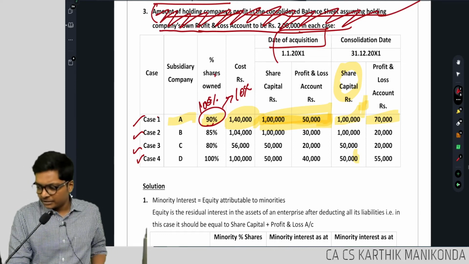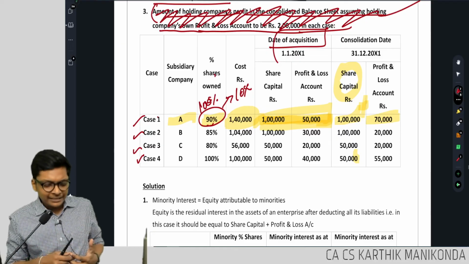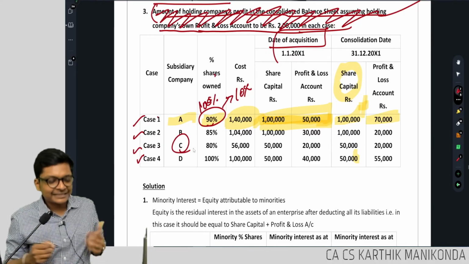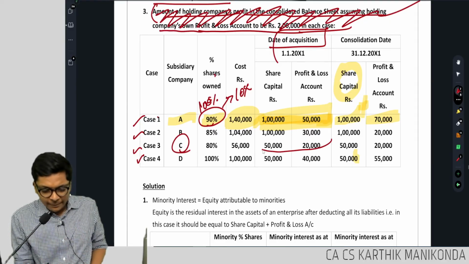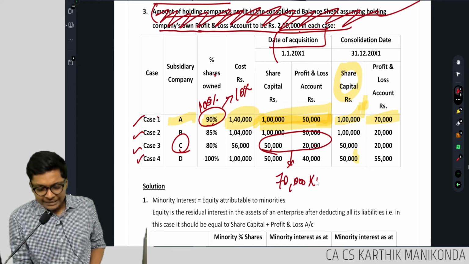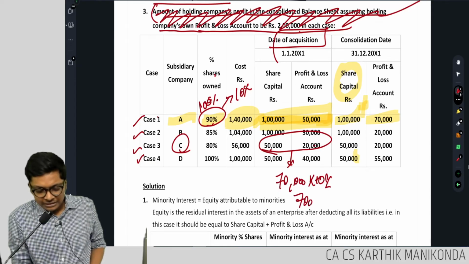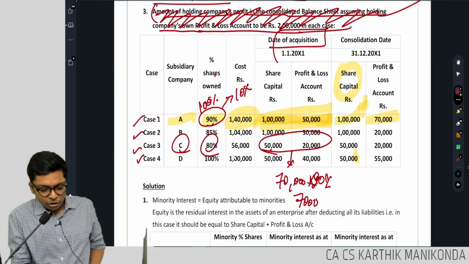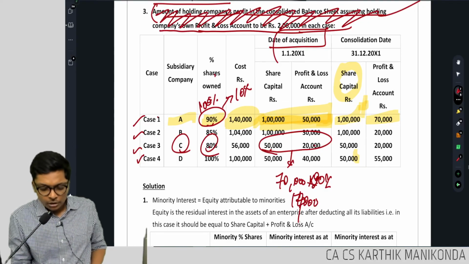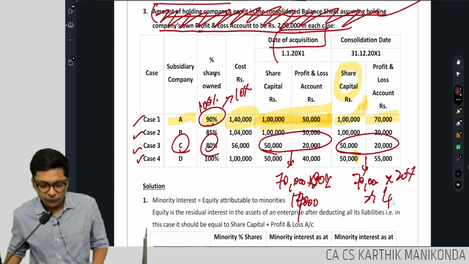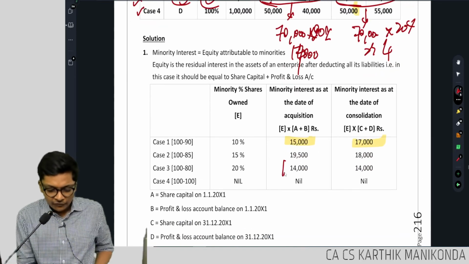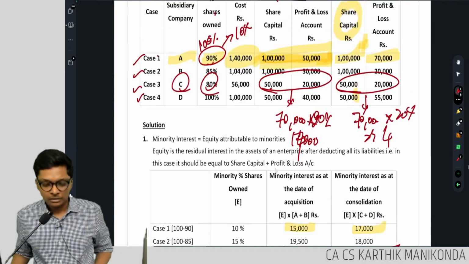Okay, perfect guys. Let me randomly do one case. Let's say if I take case C, minority interest. Share capital plus profit and loss, 50 plus 20, is how much, guys? In that, 20%, because it is 80%, how much, guys? 14. Similarly, here also it is 70,000 into 20%. How much, guys? 14,000. Come down, check your answer.